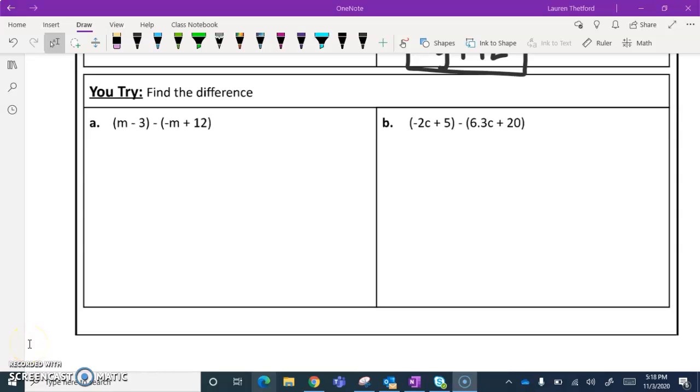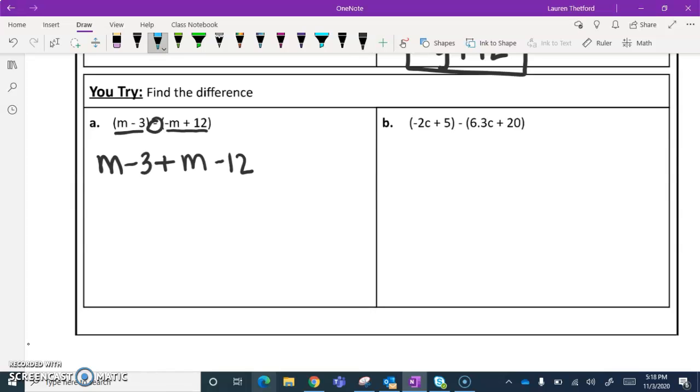Okay, so for the triads, same thing. We have m minus 3. We can't do anything inside that first expression, so we're just going to drop the parentheses. We change this subtraction to addition. And then everything on the inside of our second expression, the sign has to flip. So this was negative m, and now it's going to be a positive m. And then this was a positive 12, so now it's going to be a negative 12. So I'm just going to do minus 12.